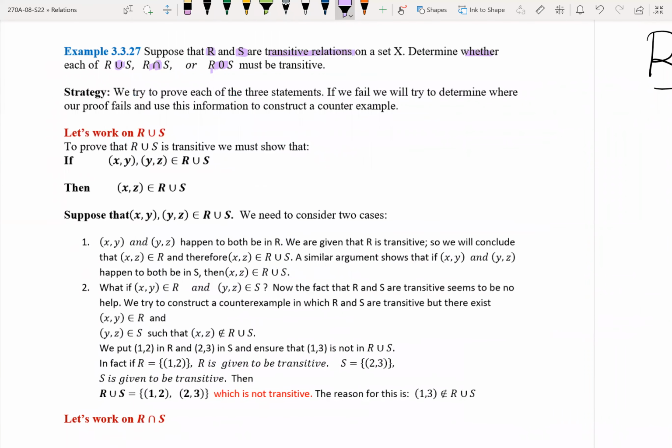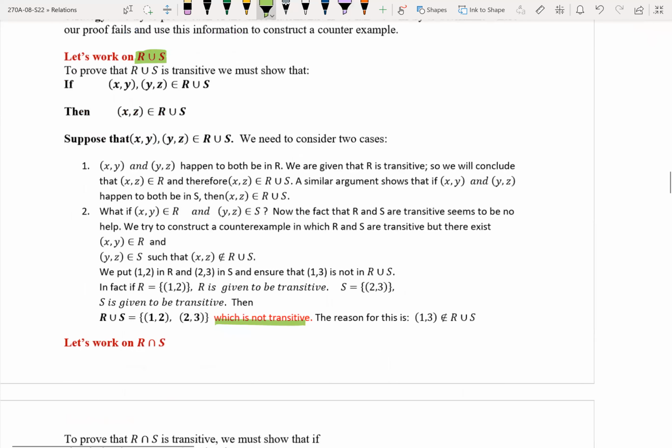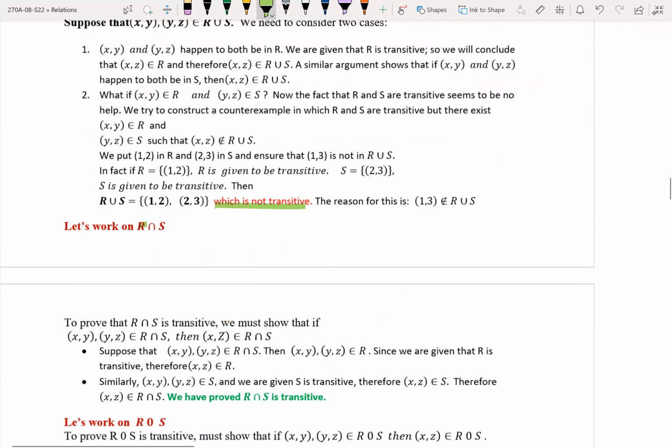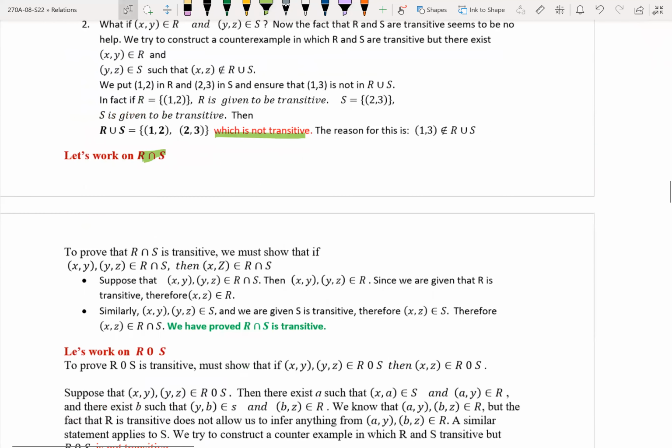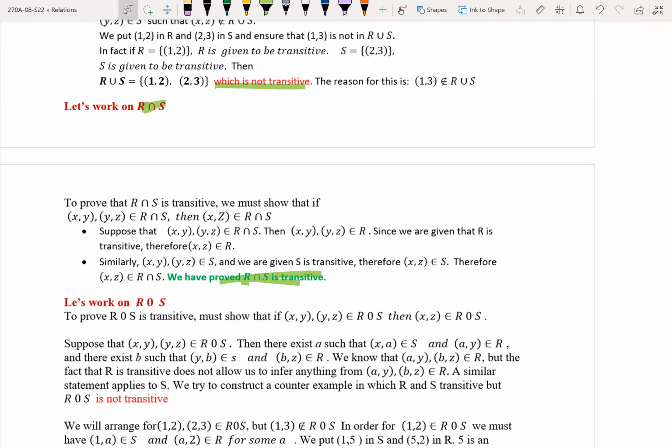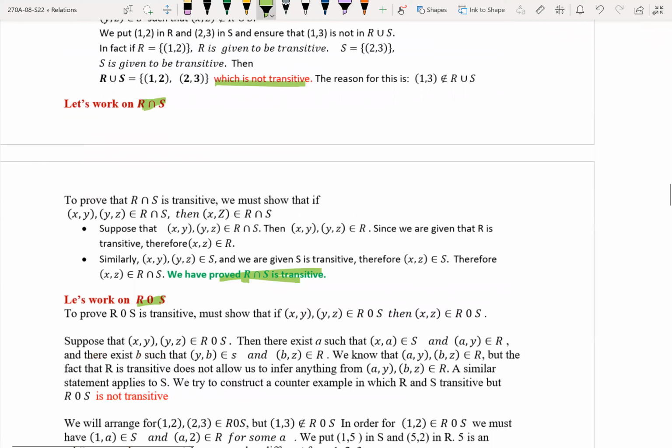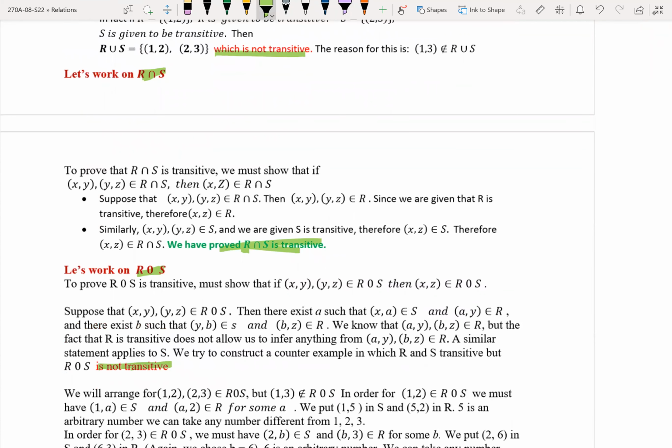So according to what I have over here, the claim is that union doesn't keep the transitive, intersection does keep the transitive, and composition does not keep the transitive. Okay, that's what is being proved over here.